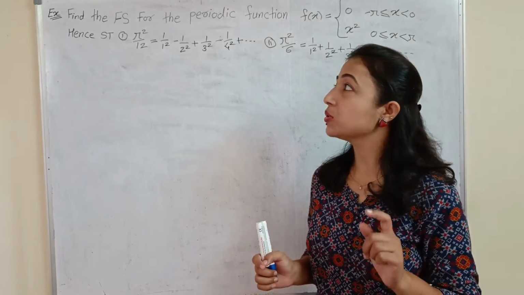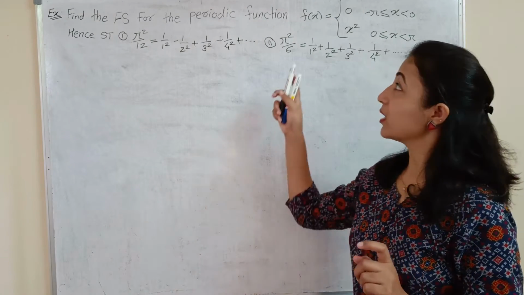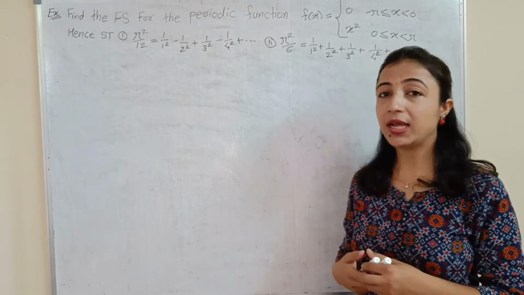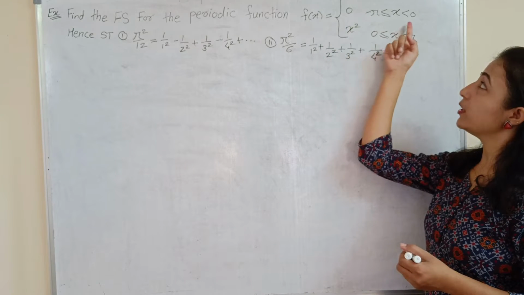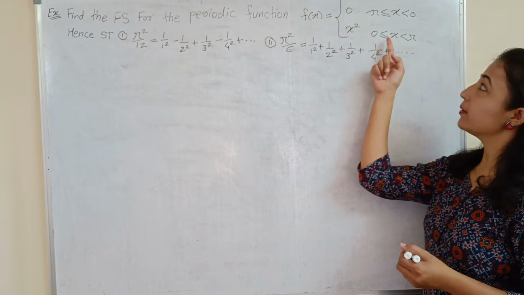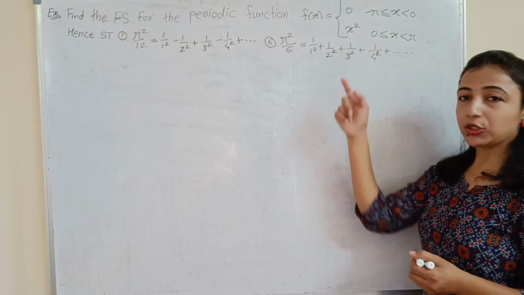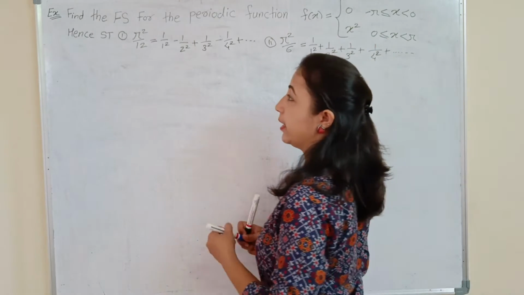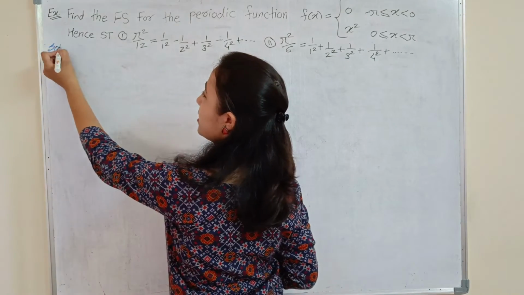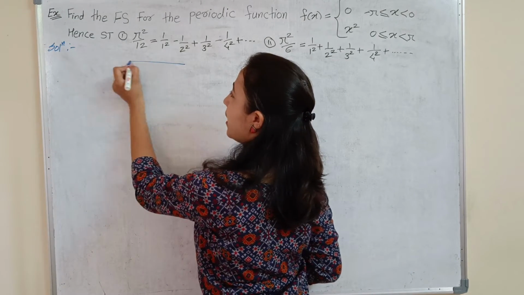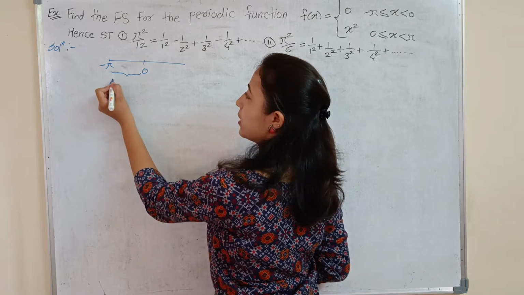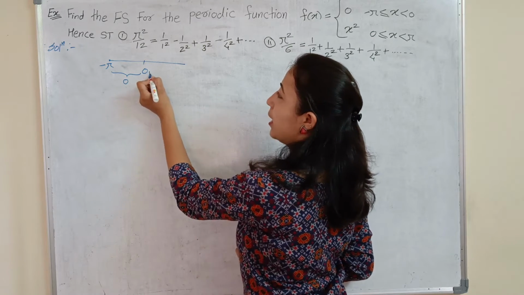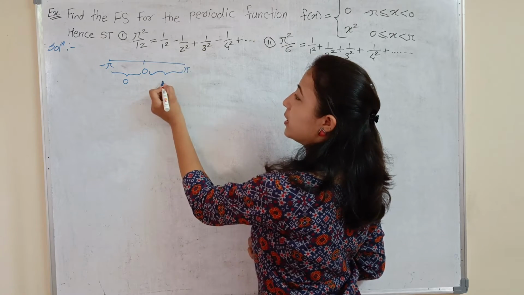Now see how to solve this question. Here our function is given and the function is divided into two parts. Here from minus pi to 0, its value is 0, and from 0 to pi it is x square. So here I will write that interval wise our function is defined differently: from minus pi to 0, the value of the function is 0, and from 0 to pi it is x square.